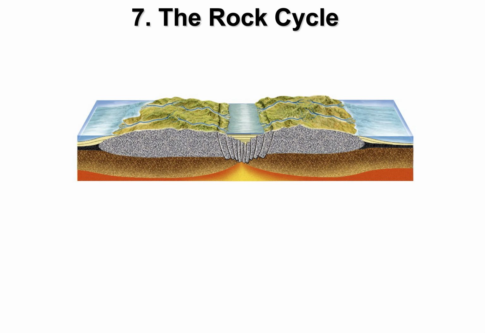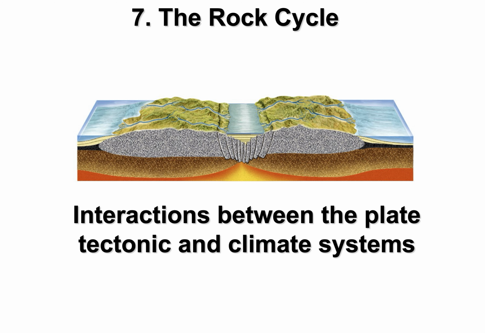Then number 7, we will talk a little bit, or I will introduce you to the rock cycle. Here we have, for example, a nice picture of the Mid-Ocean Ridge system, at a spreading center. The rock cycle describes the interaction between plate tectonics and the climate system.